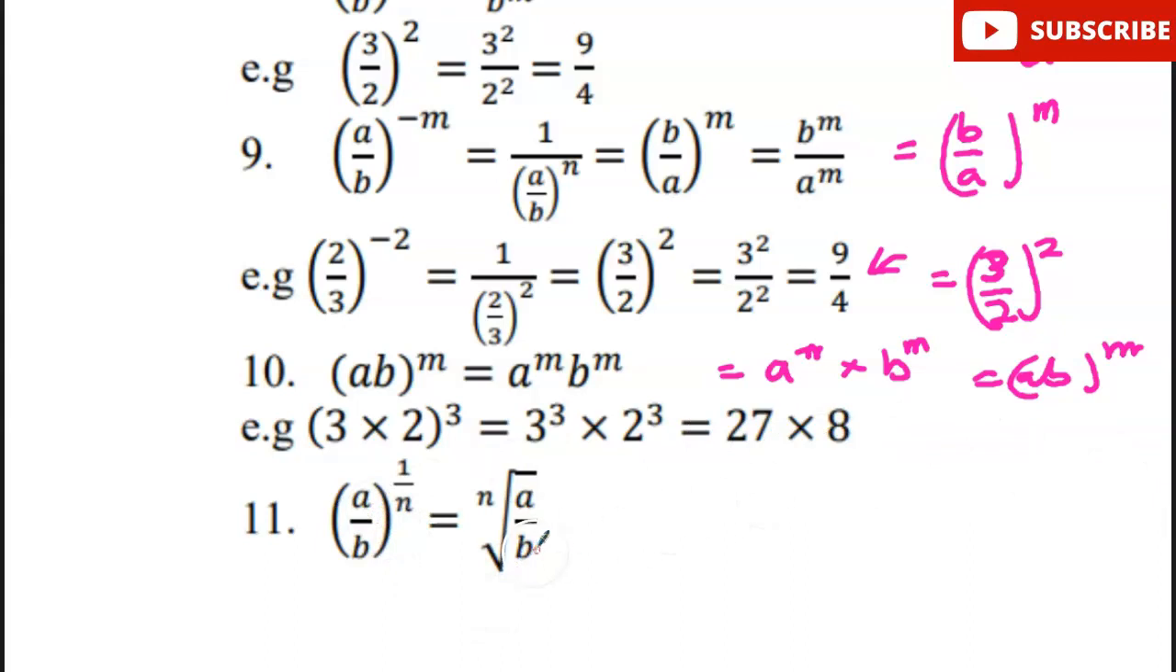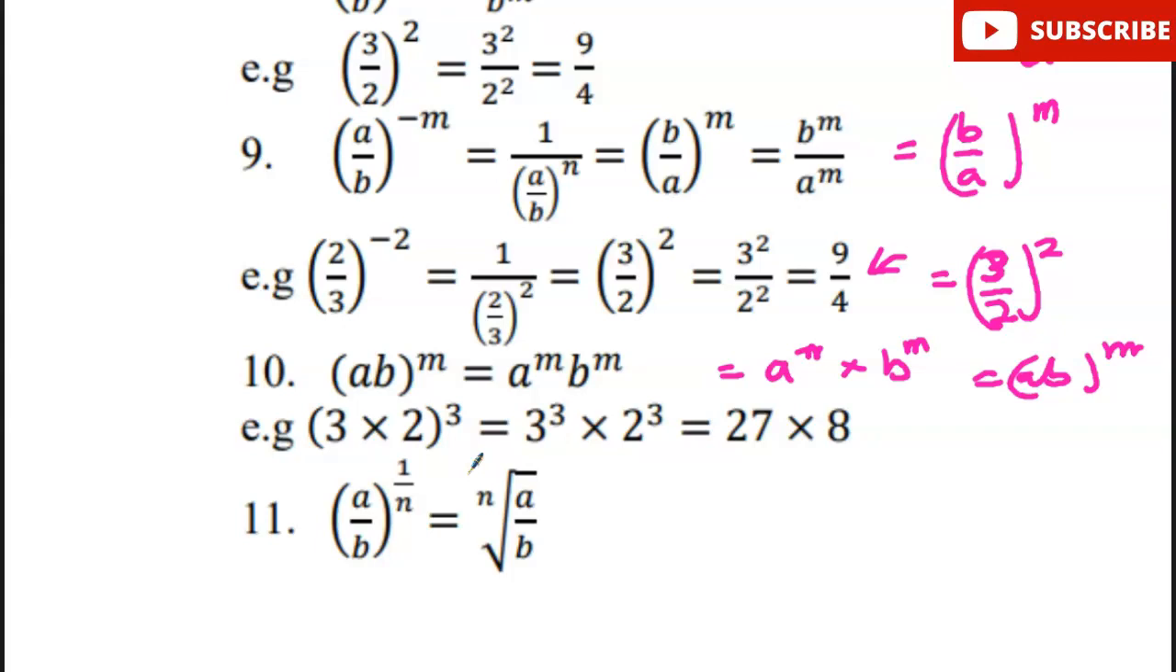And then the last one, if you have a on b all raised to the power 1 on n, this is the same as the nth root of a. So we have about 9 or 11 laws and properties of indices. Now why this? Very soon we are going to use these laws and rules to simplify indicial expression. So this is all about indices.